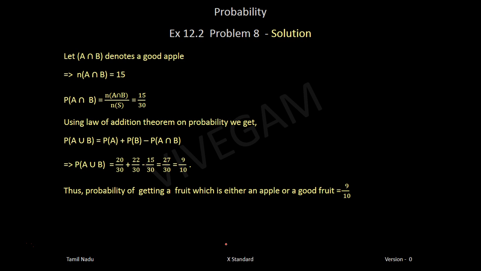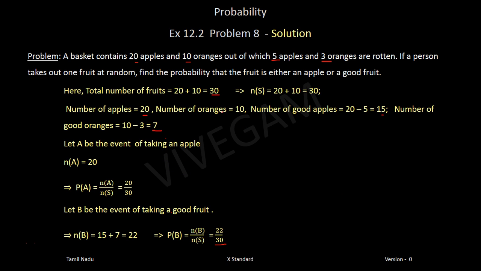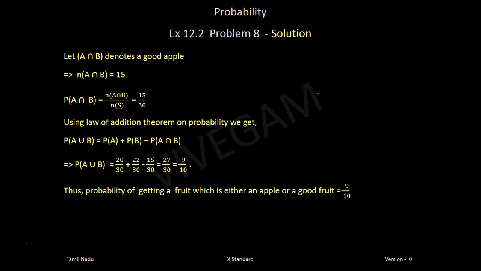Next, let A intersection B denote a good apple. A is selecting an apple, B is selecting a good fruit. So what is common to A and B is selecting a good apple. We just saw how many good apples there are: 15, and the total number of fruits is 30. So n of A intersection B is 15, and probability of A intersection B is n of A intersection B divided by n of S, that is 15 by 30.